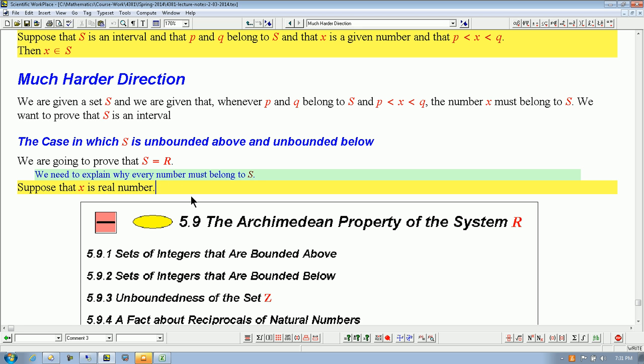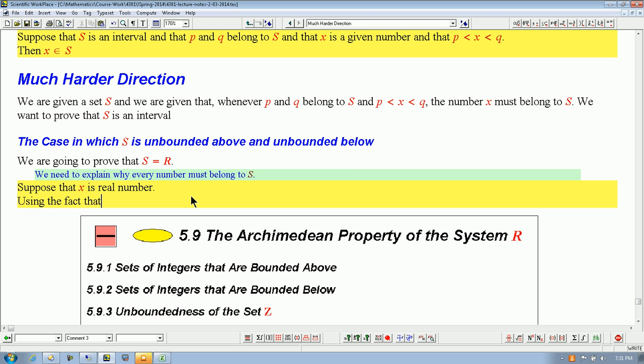So I'm going to tell you something. Using the fact that S is unbounded above, what does that mean? There exists a member of S above X, isn't that right? And when something exists, you can write? Choose. Choose a member, and I'm going to call it Q, of S such that X is less than Q.